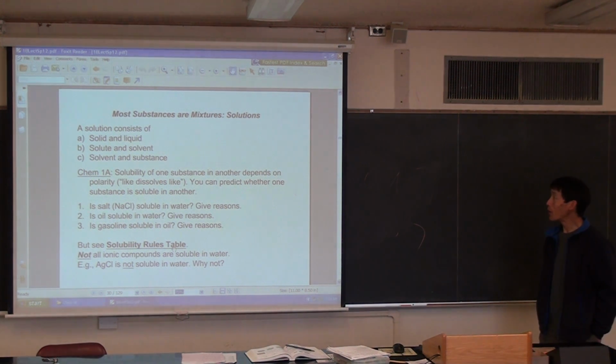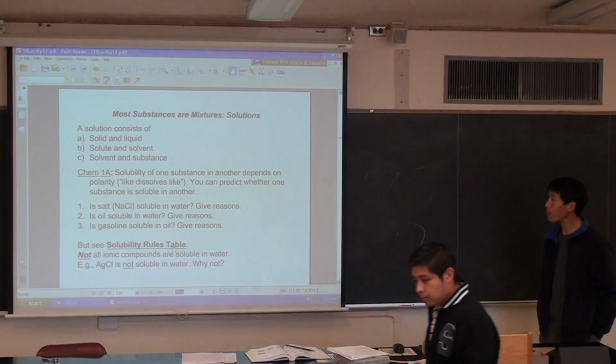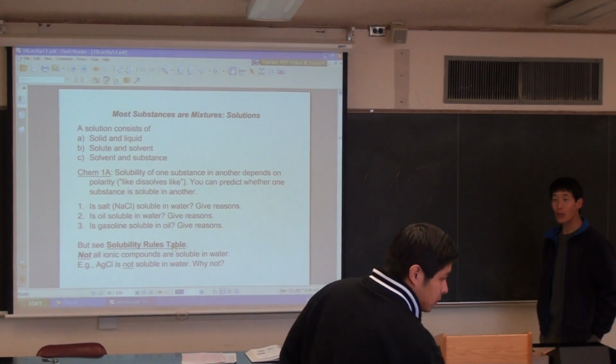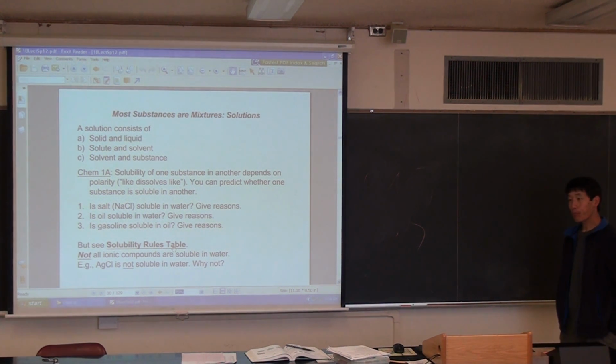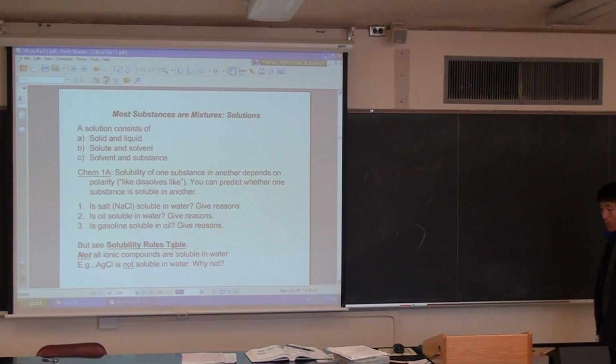Okay, so let's review what we know about solutions. Now remember, when we classify substances, we can classify them as pure substances or as mixtures. Most substances turn out to be mixtures, and chemical companies spend a lot of time, money and energy trying to separate mixtures into pure substances. So by learning how to separate mixtures or how to use solutions, we can do quite a few things.